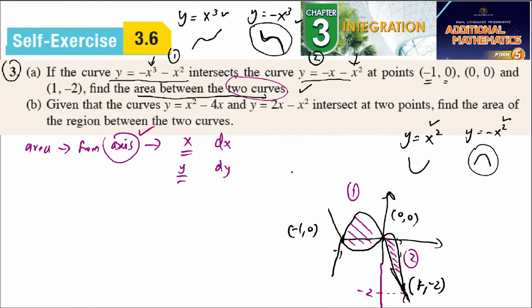So you see here, which one is the first graph? Okay, so this one is the first graph, and the black one is the second one. So we are doing this from the x-axis. For area 1, you can see that from the x-axis, we have above and below.